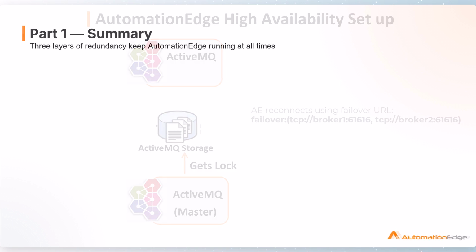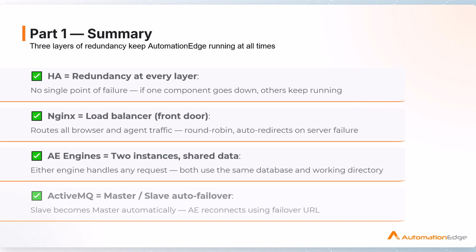Let's quickly recap what you've learned in part 1. HA in Automation Edge keeps your system running by using three layers of redundancy. Two AE engine instances sharing data, an ActiveMQ master-slave pair for reliable messaging, and Nginx as the load balancer routing all traffic. In part 2, we'll go step by step through the actual setup.